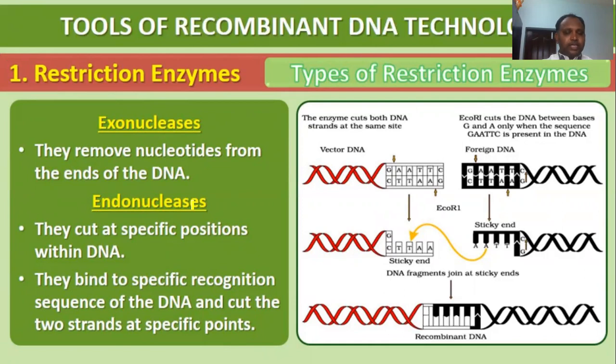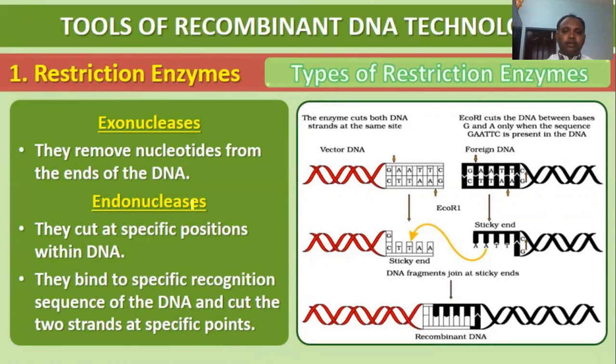Endonucleases cut the DNA molecule at any part other than the end. It will not cut at just any position; at a specific part or specific region, it will make a cut within the DNA molecule. That enzyme we call an endonuclease. So exonuclease cuts DNA only at the end, but endonuclease cuts DNA in the middle, within the DNA, not at the end.